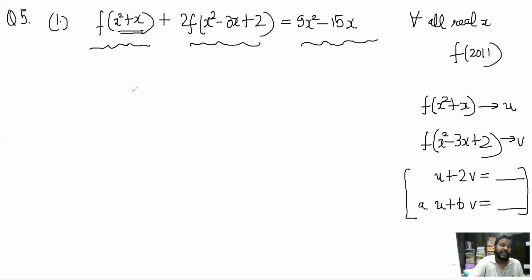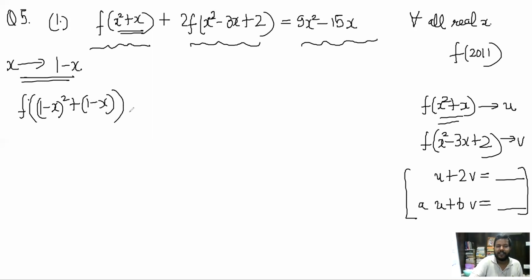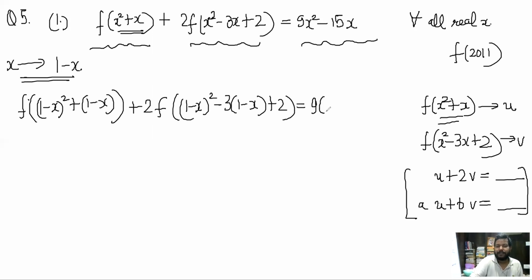So once you know that that thing can happen, then you are looking for a transformation that converts this to something with the same terms, right? So if I put, instead of x, if you put 1 minus x here, what you will end up getting is f of (1 minus x) whole square plus (1 minus x) plus 2f of (1 minus x) whole square minus 3 times (1 minus x) plus 2 is equal to 9 times (1 minus x) whole square minus 15 times (1 minus x).